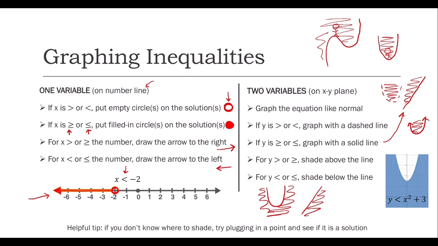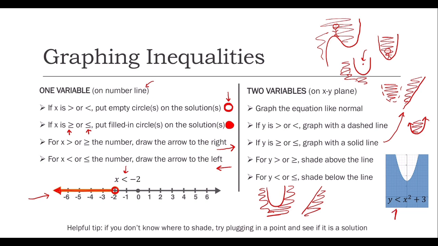A helpful tip is if you still aren't sure where to shade, you can try plugging in a point and seeing if it's a solution. So if you had a graph like your squared function, and you're not sure if you're supposed to shade out here or in here, you can plug in this point, whatever number it would be, into your equation. And if the equation is true for that point, then you would be shading the outside area. But if it's not true, then you would shade the inside area.